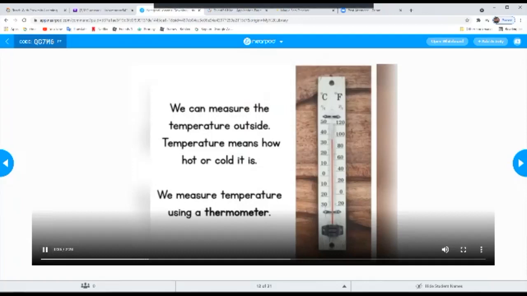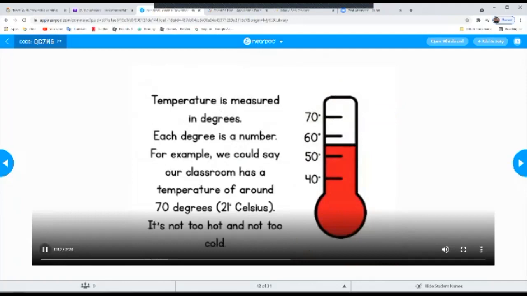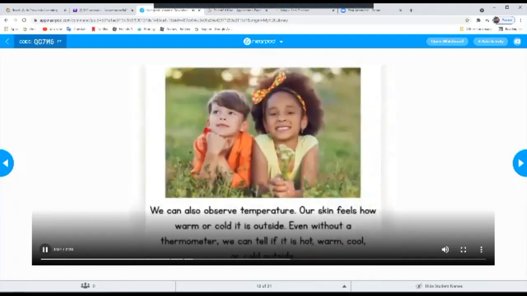We can measure the temperature outside. Temperature is how hot or cold something is. We measure temperature using a thermometer. Temperature is measured in degrees. Each degree is a number. For example, we could say our classroom is around 70 degrees.